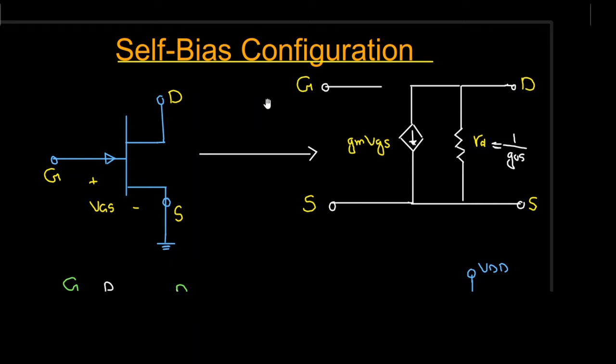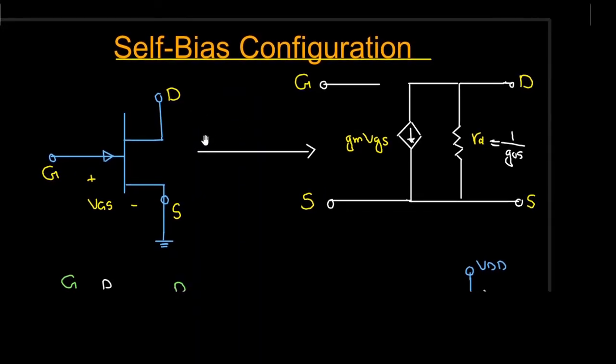In the previous lecture, we studied the AC analysis of the fixed bias configuration of junction field effect transistor. In this video, we are going to study the AC analysis of the self-bias configuration of the junction field effect transistor. And we already know the AC equivalent circuit of junction field effect transistor, which is here.